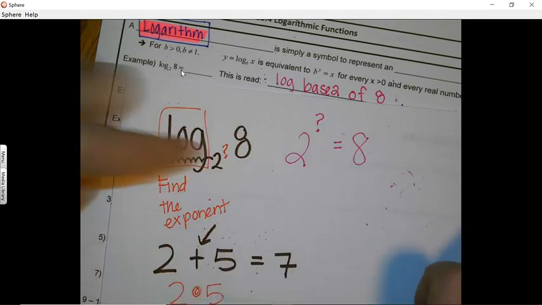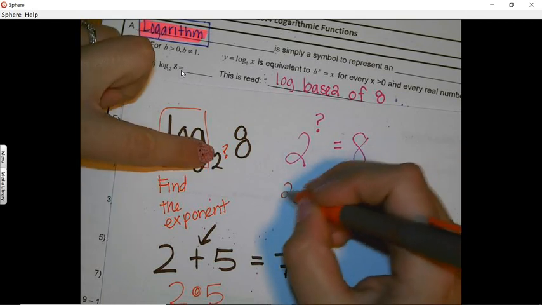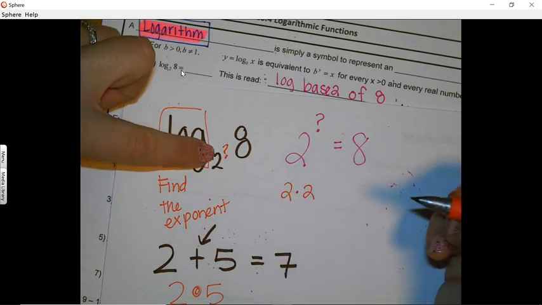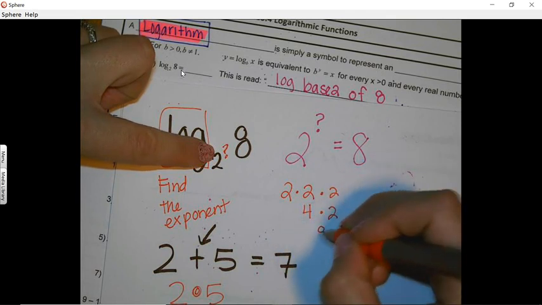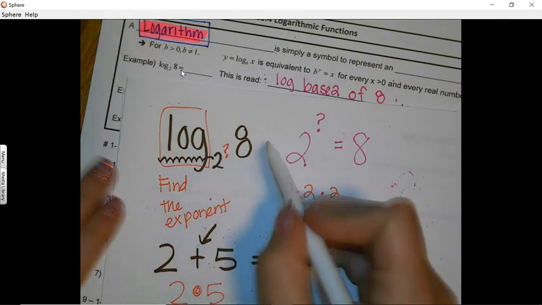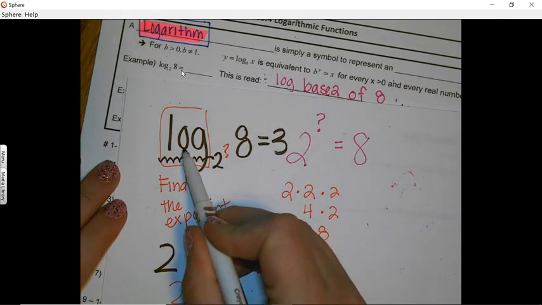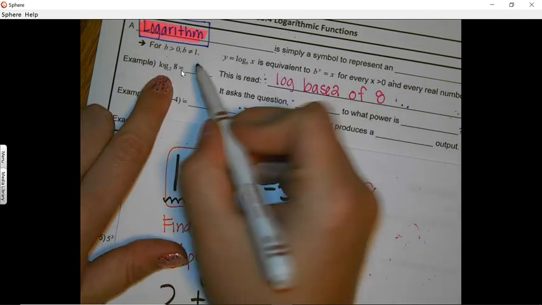To figure that out, you either have a calculator, or just do guess and check. 2 times 2, that would be 4. And then times another 2, that would be 8. So the answer to this would be 3. So the answer to a log is an exponent.